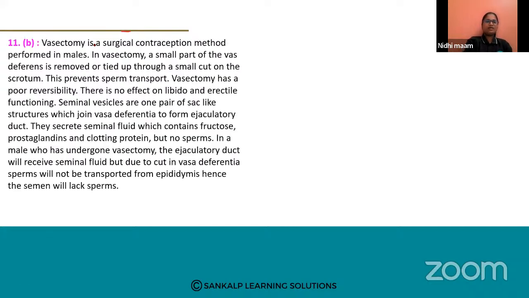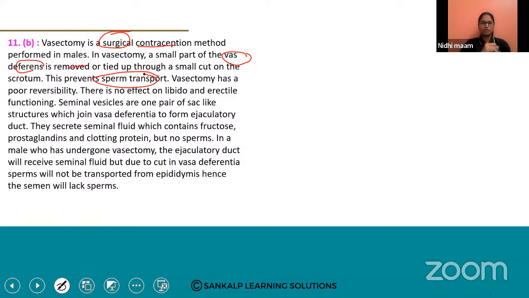Vasectomy is a surgical contraceptive which is used in a male. A small part of vasa deferentia will be removed, cut and tied. It prevents sperm transport. And there is no effect on libido and erectile functioning of the male reproductive system. Vasectomy has poor reversibility. There is a chance they can untie it, but usually it has poor reversibility. It is irreversible. Once the operation is done, it is irreversible.